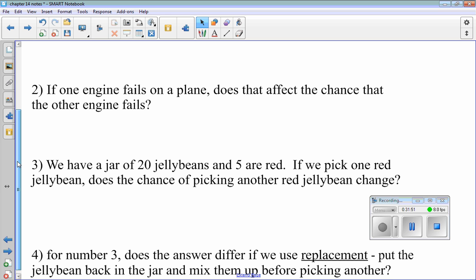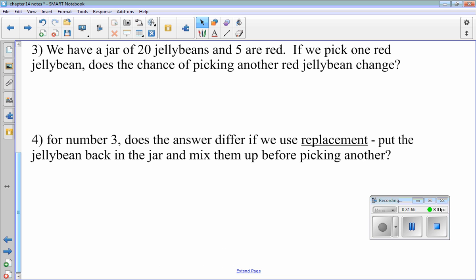All right. How about number 3? What do you think about number 3? We have a jar of jelly beans, almost jelly beans. My favorite. If we pick one red. Okay. Oh, this is important. Hang on.